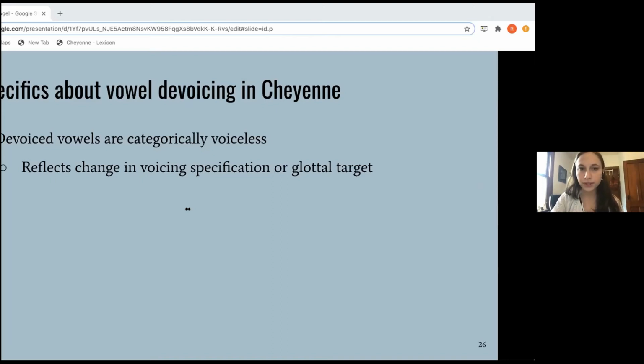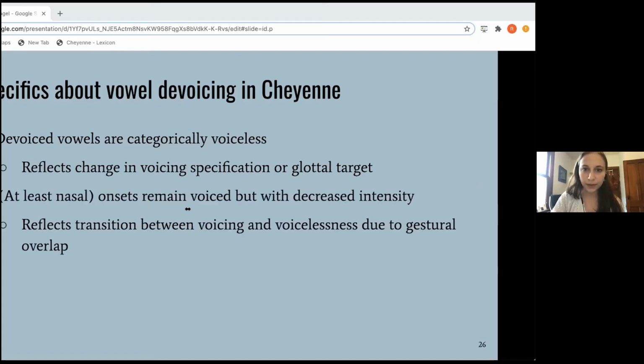We also saw that at least the nasal onsets remain voiced, but with decreased intensity during most of the onset interval. And I propose that this reflects a transition between voicing and voicelessness due to gestural overlap between a voicing gesture of the nasal onset and a voiceless gesture of a phonologically devoiced vowel.